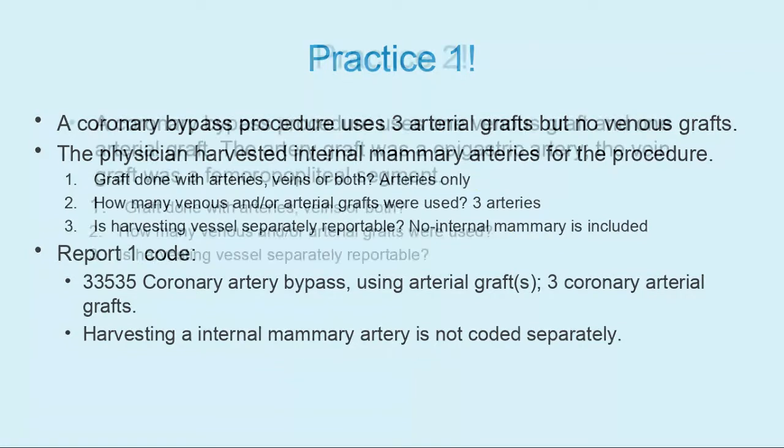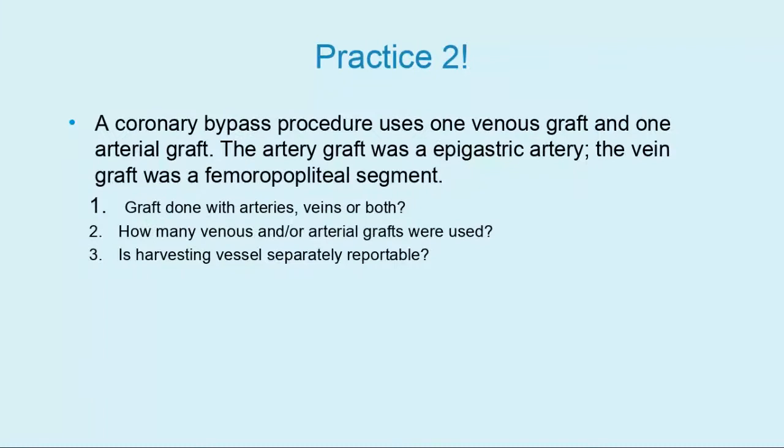Let's try another. Again, do this on your own if you wish. Stop the recording and start it up again. A coronary bypass procedure uses one venous graft and one arterial graft. The arterial graft was an epigastric artery. The vein graft was a femoral popliteal segment. So we're going to ask the questions. Arteries, veins, or both? How many? Harvesting.